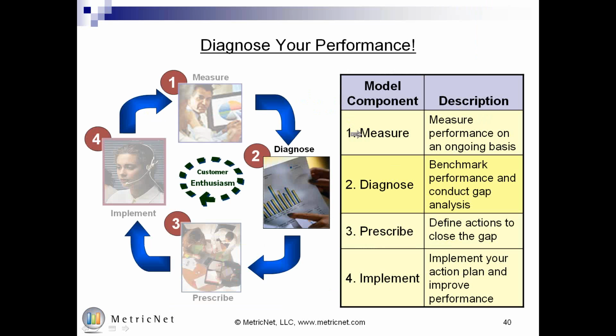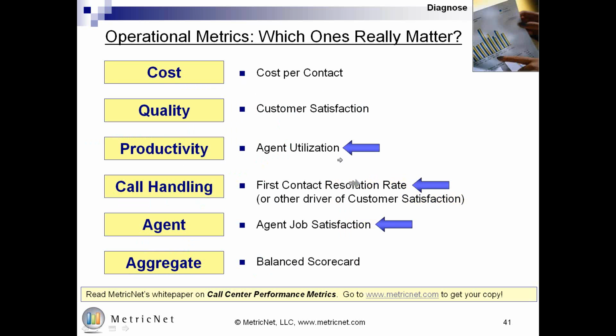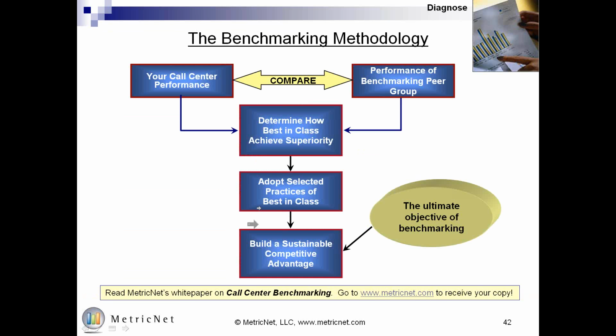We've talked so far about performance measurement, and what I want to leave you with there is that less is more. You don't need a lot of key performance indicators to perform at a world-class level when it comes to performance measurement and management. But now we want to turn our attention to diagnosis. And specifically, the 3 metrics on our short list that we have not yet discussed are agent utilization, first contact resolution rate, and agent job satisfaction. We're going to use a benchmarking case study to talk about those 3 performance indicators.